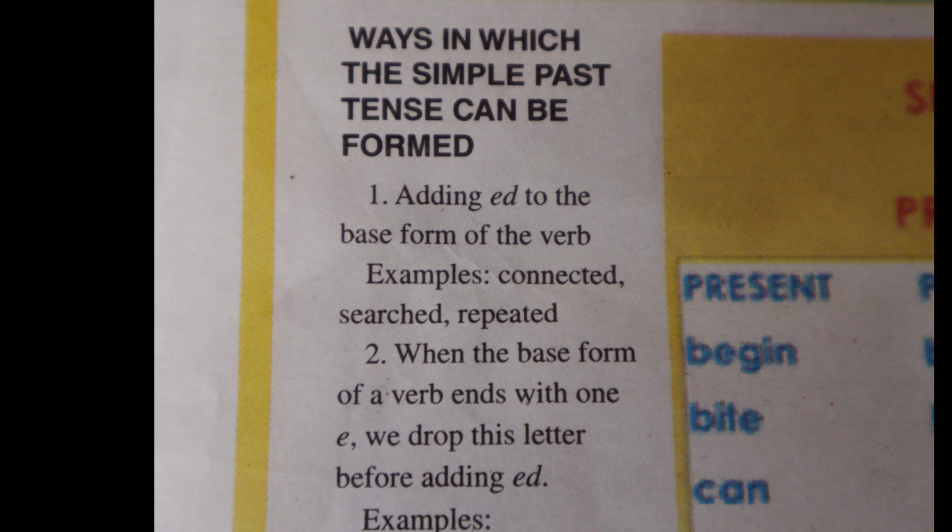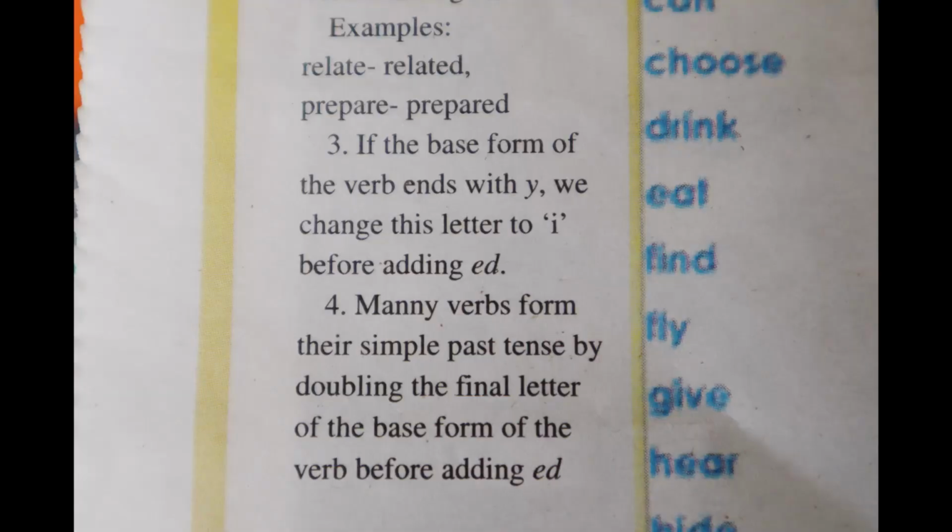Number 2, second way. When the base form of a verb ends with one e, we drop this letter before adding ed. Example, relate becomes related. Drop the e and add ed. Prepare becomes prepared. So today we prepare for such an event, but we have already prepared for the event.